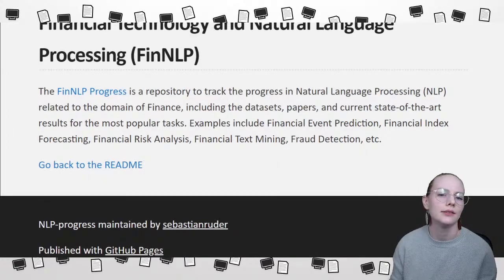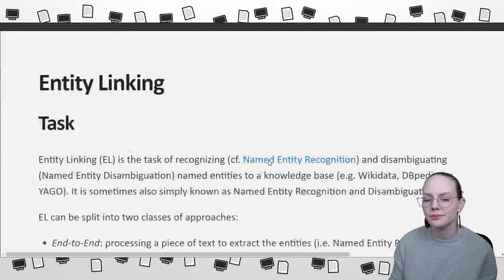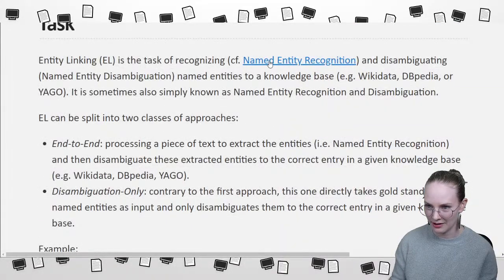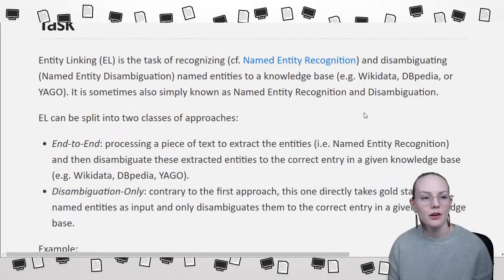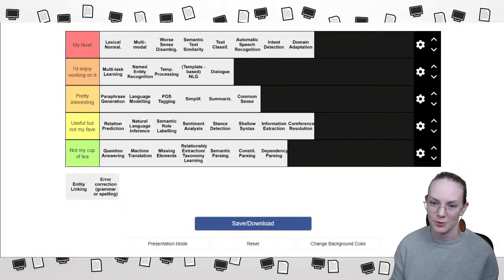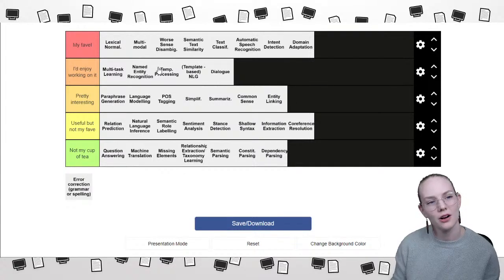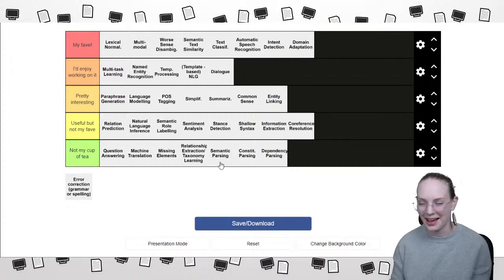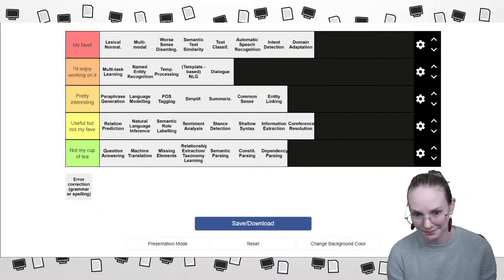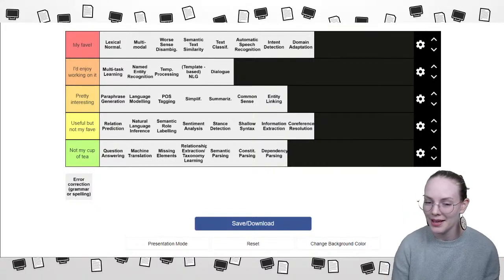Entity linking. Let me double check. Recognizing named entities and disambiguating named entities to a knowledge base. It is also sometimes simply known as named entity recognition and disambiguation. Okay, so it's NER plus integrating a knowledge base. I'm actually going to put that below NER because I think the addition of the knowledge base, you may have gotten the impression that I like knowledge bases. I'm glad they exist. I think they're very useful, but they're not my favorite. And if I could have a completely green field to work on whatever I wanted to, it probably wouldn't be knowledge bases. If you work on knowledge bases, again, thank you. I think they're great.